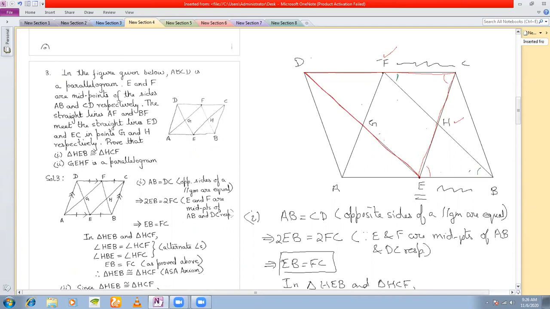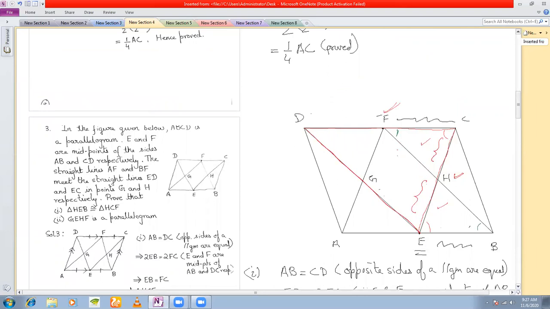Because I can say H is the midpoint of EC because I have already shown that these two triangles are congruent. Therefore, this must be equal to this by CPCT. The side HC must be equal to HE by CPCT. Therefore, H has to be the midpoint, right? Yes. So what I can say is that F and H are midpoints of these two sides of the triangle.